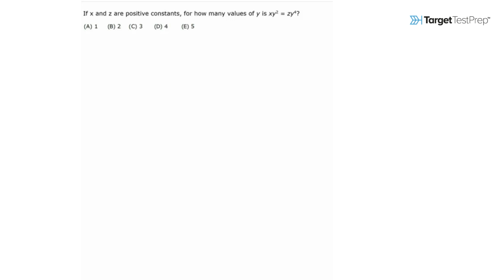All right, guys, just a little over 2 minutes. As expected, we have a range of answers here. And this problem has something really important. Some of you, I'm sure, did the following. It says if x and z are positive constants, for how many values of y is x times y squared equal to z times y to the fourth? So, for how many values?